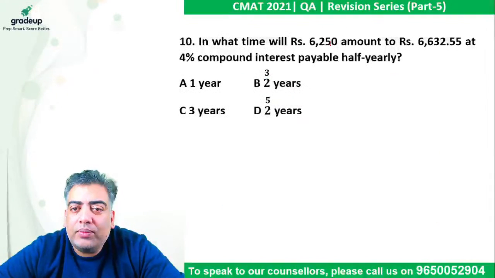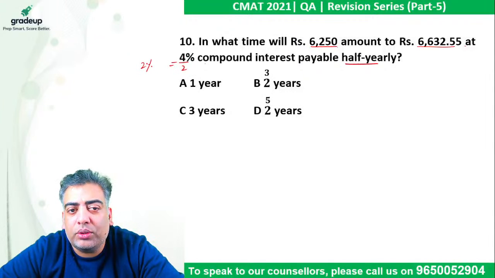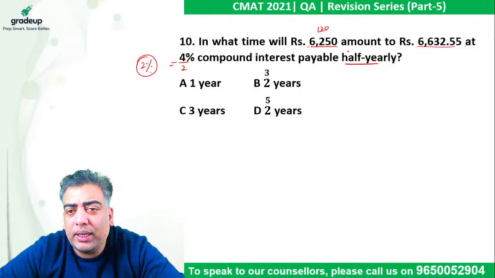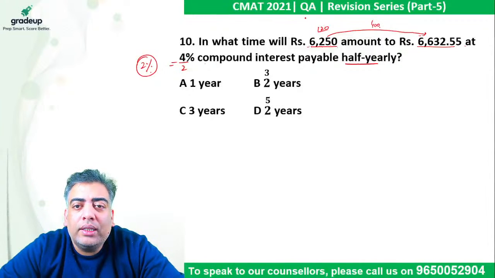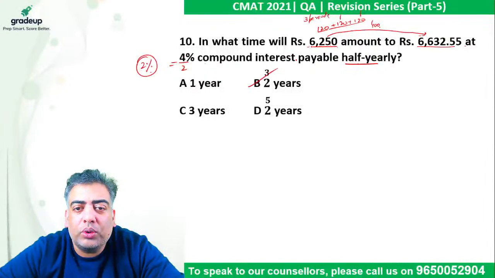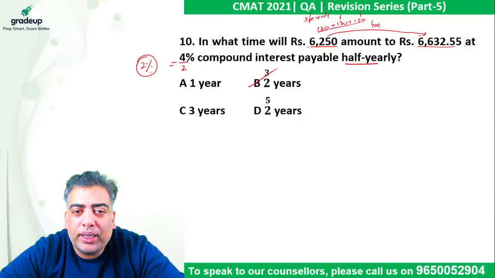Here it says, in what time will rupees 6250 amount to this at 4% compound interest payable half yearly? In case of half yearly, your rate of interest will be half of this, which is effectively 2% every 6 months. So 2% of 6250 comes out to be around 120. I am doing approximation, there is no requirement to complete it. The difference of these two comes out to be around 400. If 3 periods are given, in 3 periods 120, 120, 120 adds up to 360. After every 6 months the value is going to be actually more, we have not done the exact calculation. So the answer comes out to be 3 by 2 years, which is 1.5 years. So in 3 periods it will be achieved.